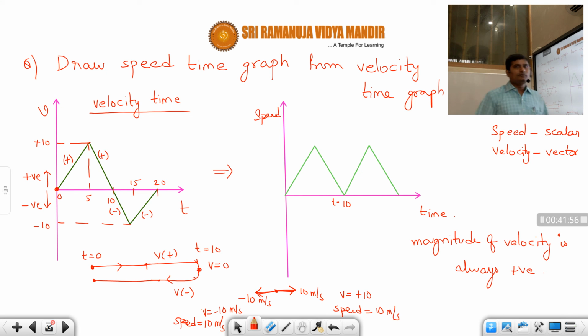So by this I have finished the position time graph, velocity time graph, and acceleration time graph. In the next session we are going to see how to convert from one graph to another graph.